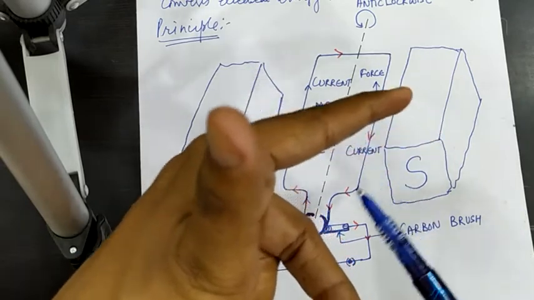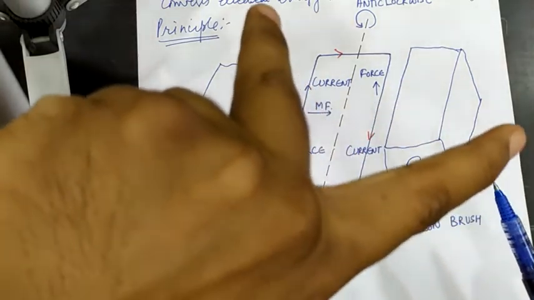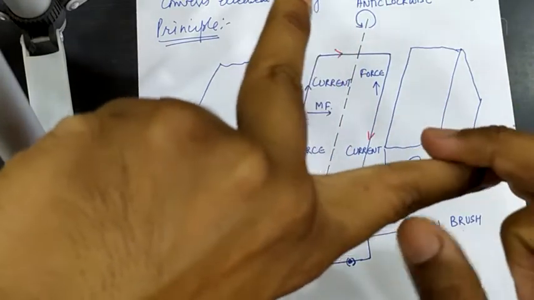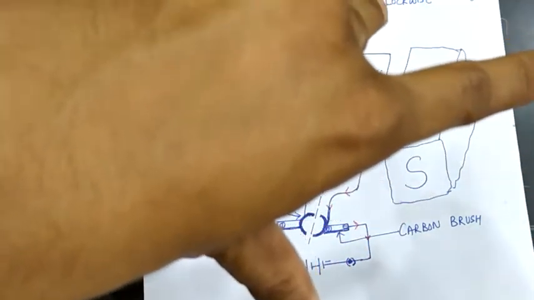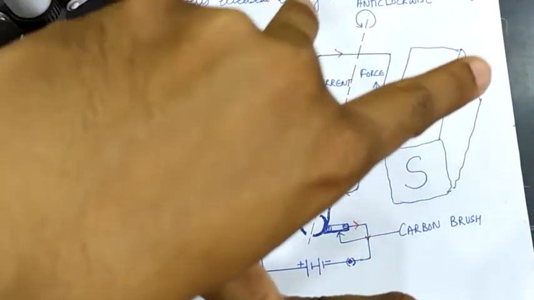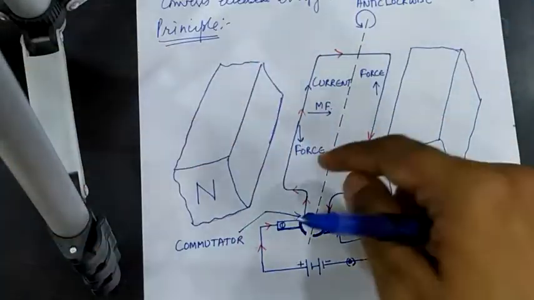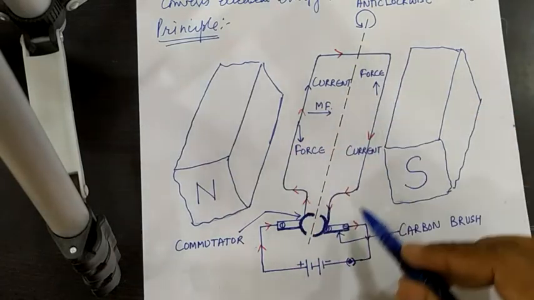And the center finger points towards the direction of current, as you can see here. So this is the center finger going up. This is the forefinger in this way, and the thumb will give the direction of force. This is going downwards, as you can see here, once you pass the current.